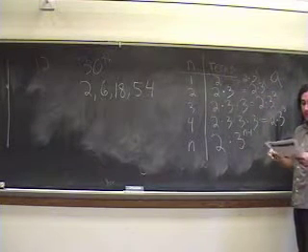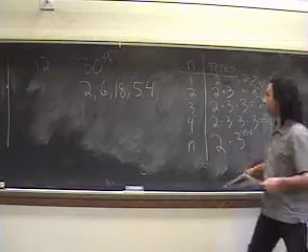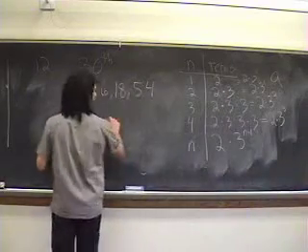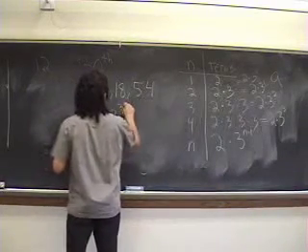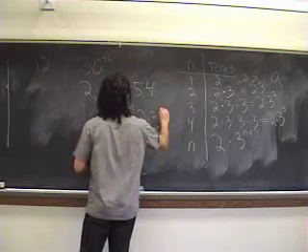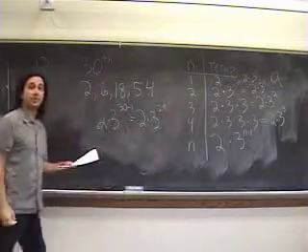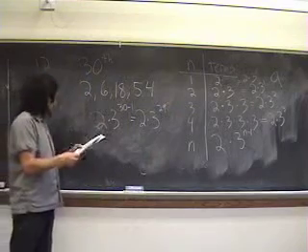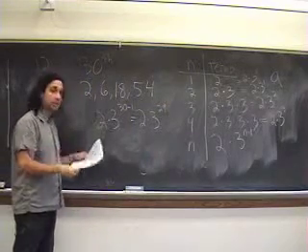With that in mind, the 30th term would be 2 times 3 to the 30 minus 1, or 2 times 3 to the 29th power. Choice B.